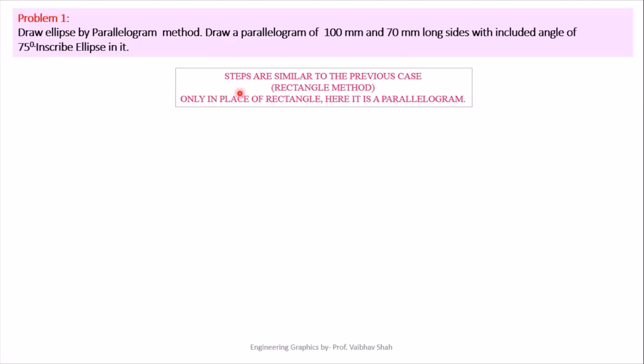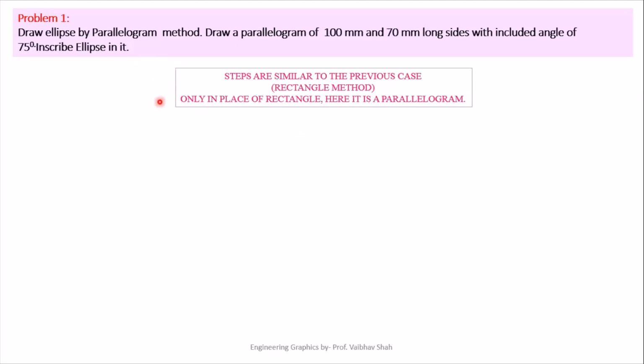So the steps are similar to the previous case, rectangle method or oblong method. Only in place of a rectangle here, it is a parallelogram. If you have not referred to my previous lecture, lecture 3 on rectangle or oblong method, I will suggest you go through that lecture first so that you can know the procedure of how to draw an ellipse by rectangle method, because we are directly going to apply that logic of rectangle method to this parallelogram method.